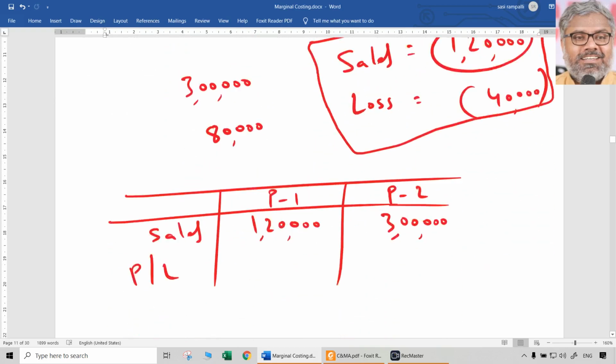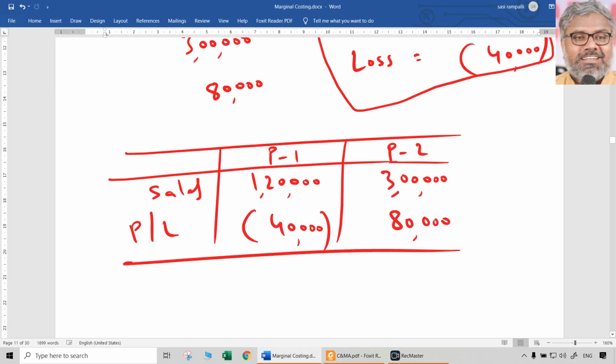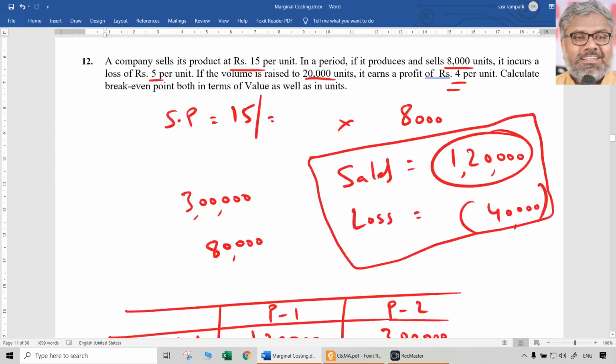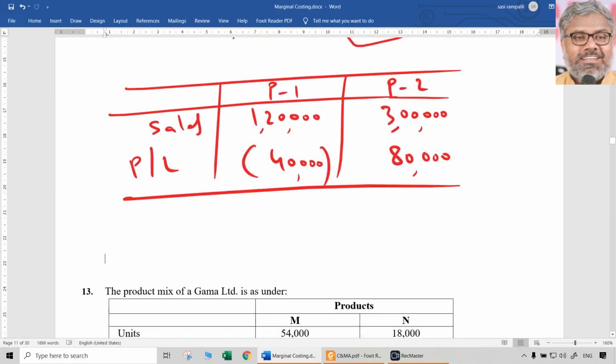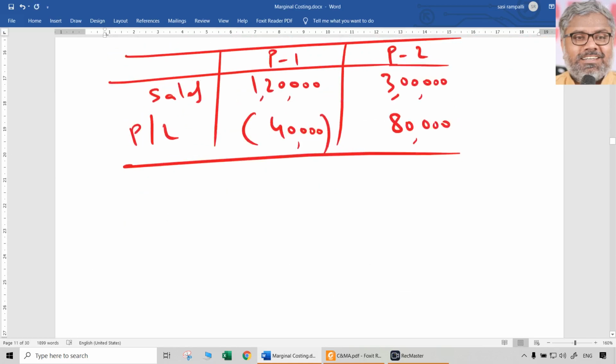Then loss in period 1 is 40,000. Profit in period 2, 80,000. Like this, if the data is given, can't we find out PV ratio first of all? For anything to be calculated, we have to find out PV ratio for sure. So find out PV ratio first. What is that? Change in profit divided by change in sales, or change in contribution divided by change in sales, both are same.